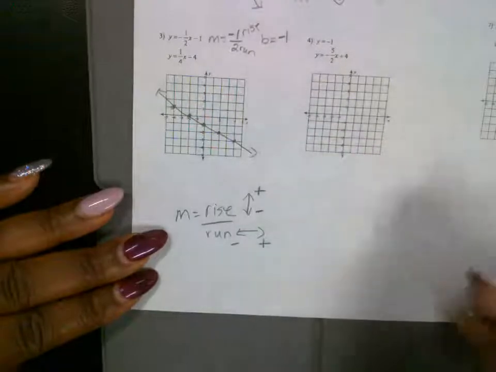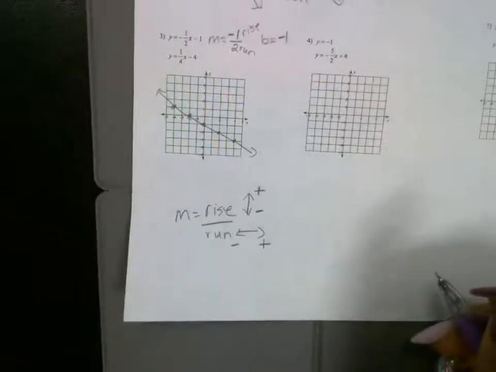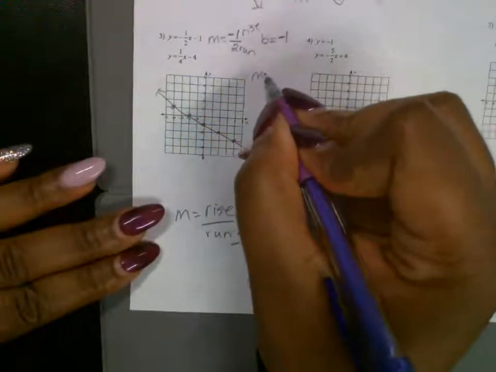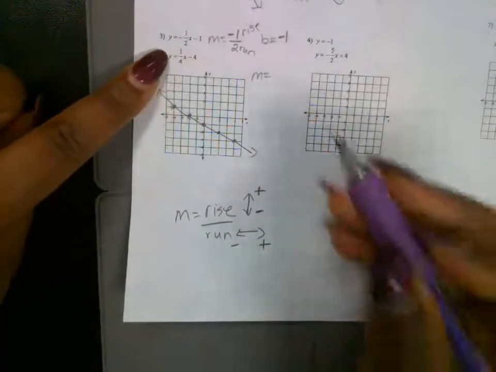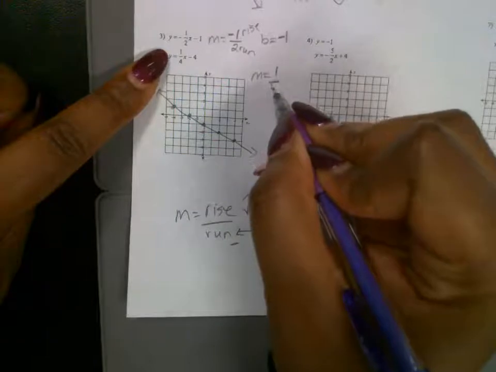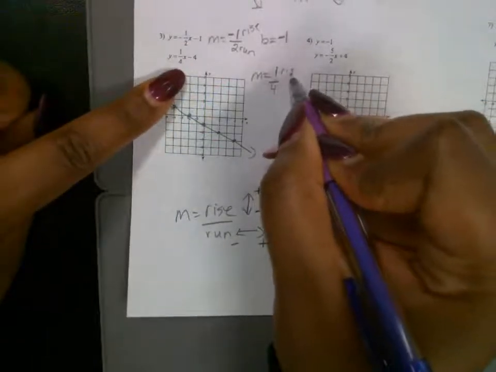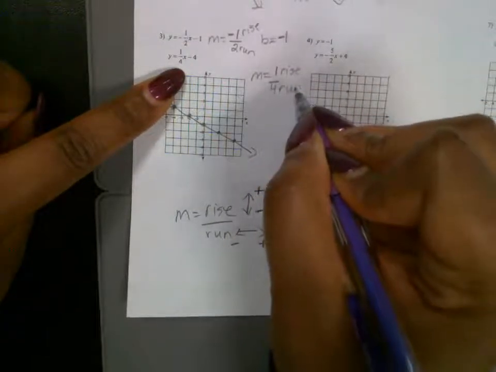All right, let's look at the second equation. What's the M for the second equation? What's the M here? 1 over 4. The top number is the rise. The bottom number is the run. Very good.